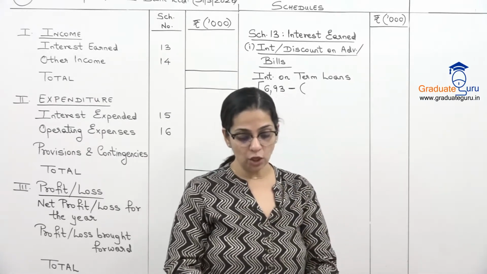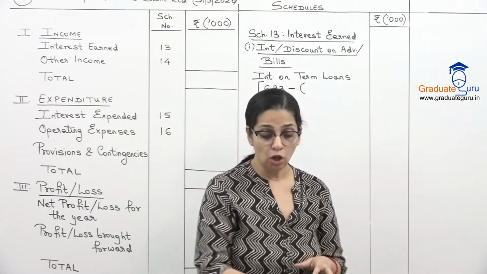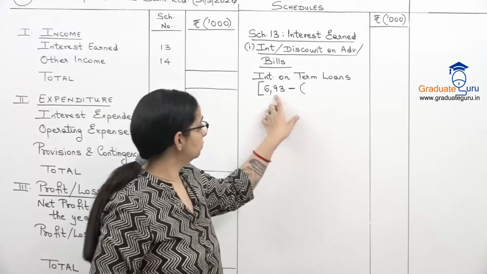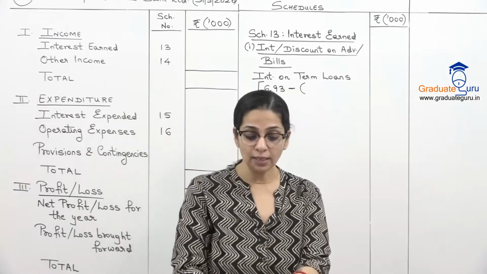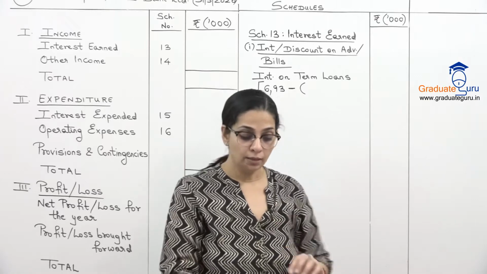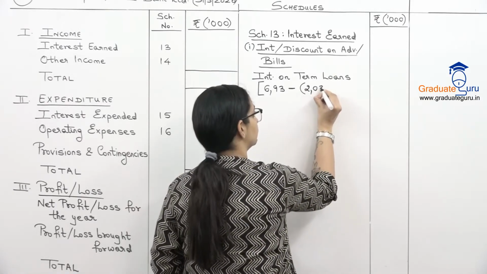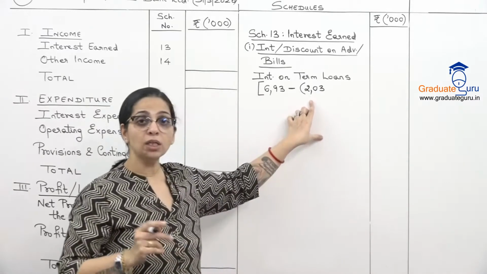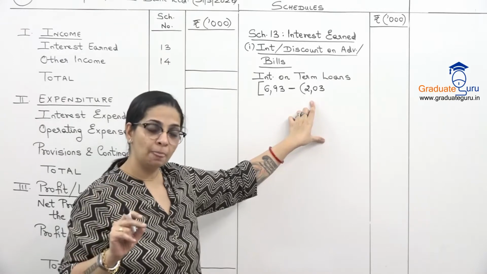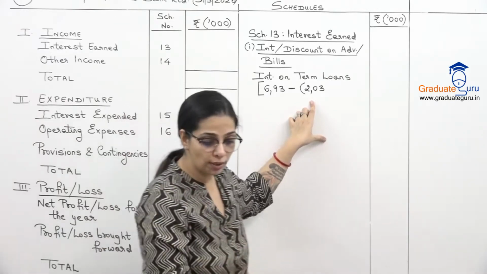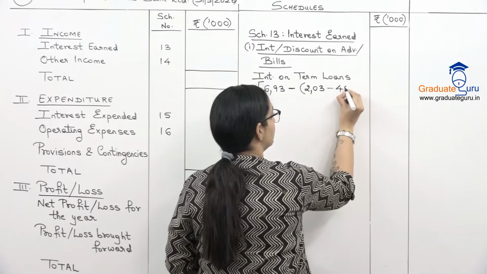So if you see your adjustment number 1, there we have a list. So for term loan, I took this amount from the trial balance. Now against NPA under term loan, they have given me an amount of 203. This is what is earned on the NPA. What does it mean? This is receivable. Out of this, how much has already been received? 45. So I will subtract that.